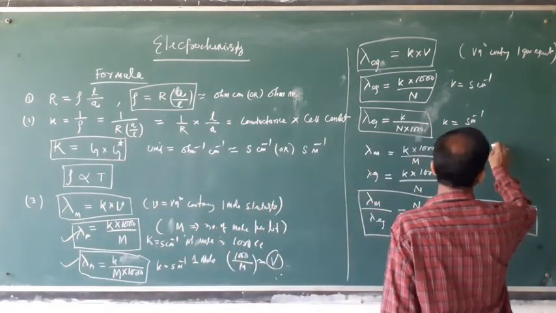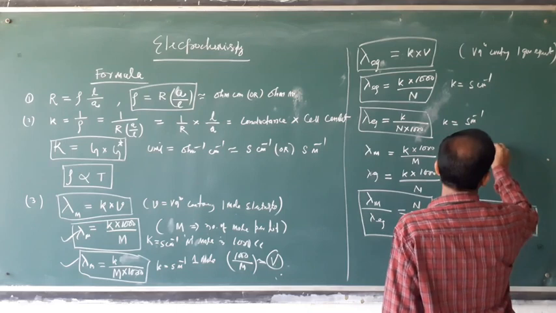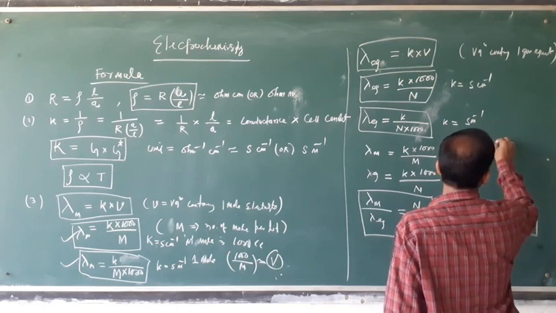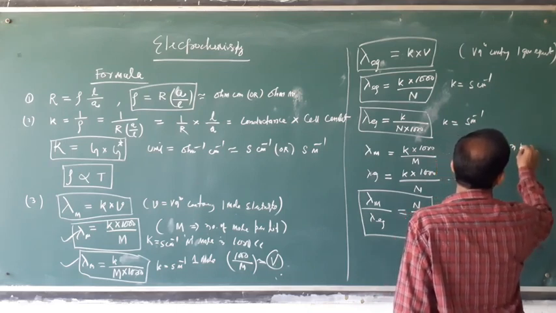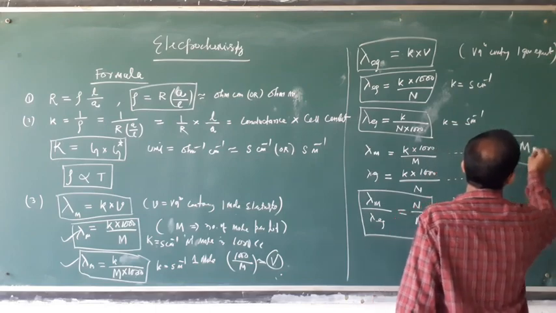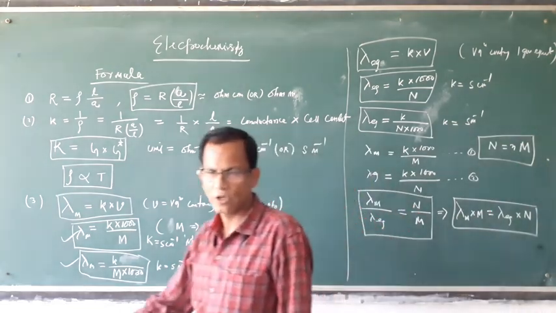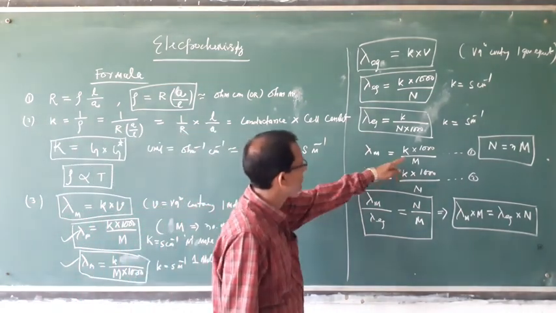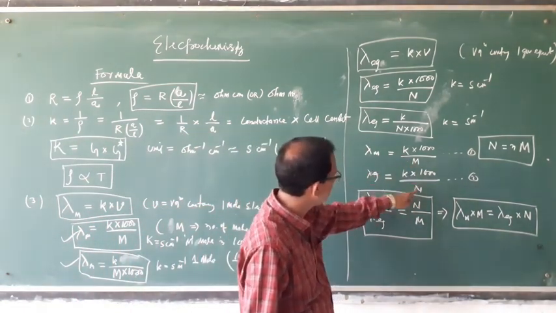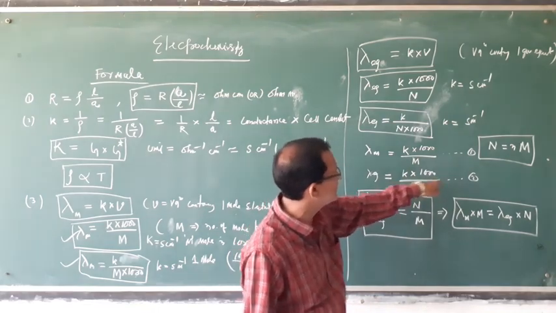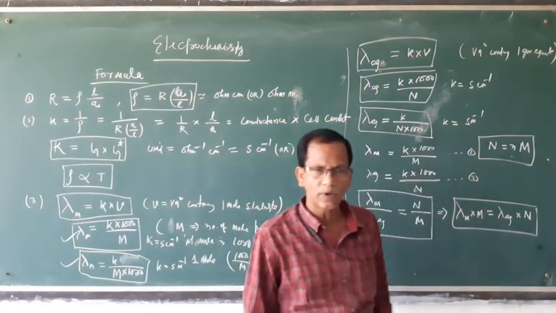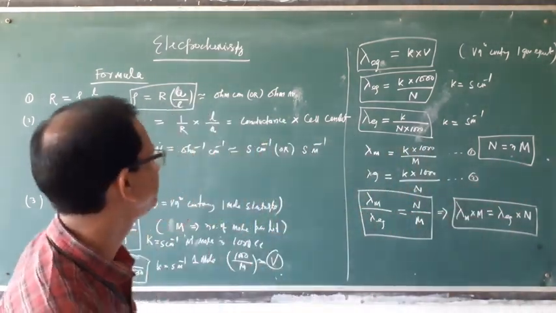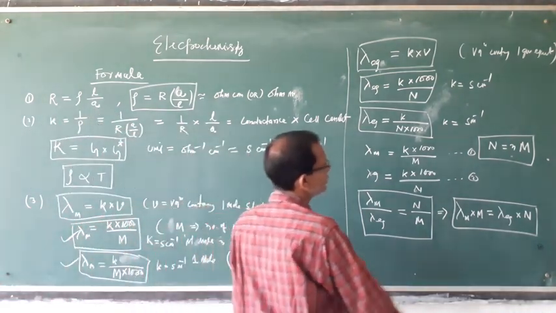Another formula you can use: N is equal to small n into capital N. If this formula is used, we can calculate directly. So lambda m and lambda n can be interchanged, or replaced, by using this formula. This formula also we can use: N is equal to nm.